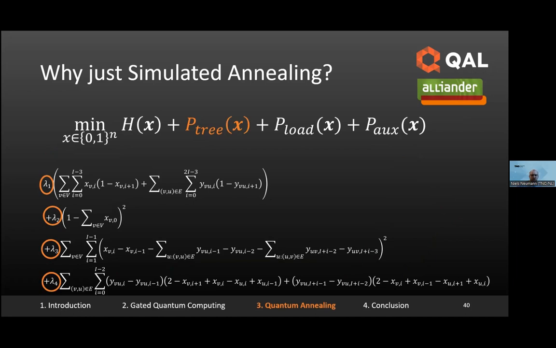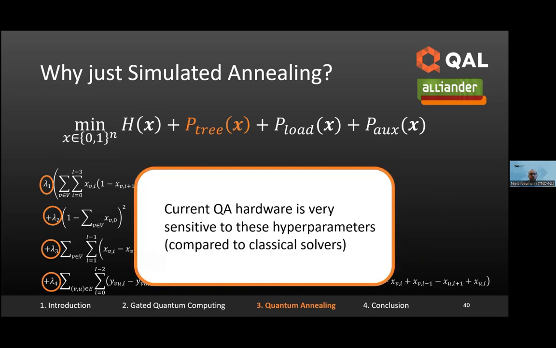And we have to choose them in such a way that all the constraints that we have on the tree are indeed imposed. However, the actual quantum hardware is very sensitive to these hyperparameters. So even a slight mischoice here can drastically affect the results that we will find with our quantum algorithm.